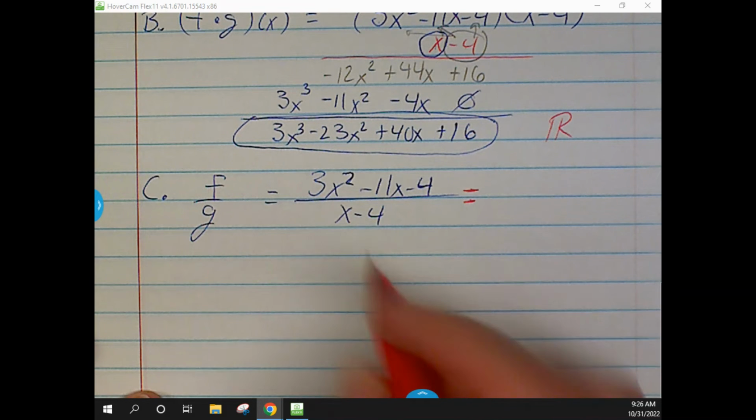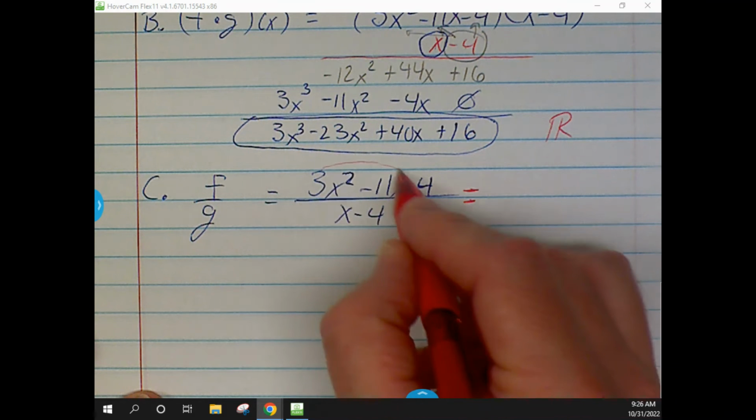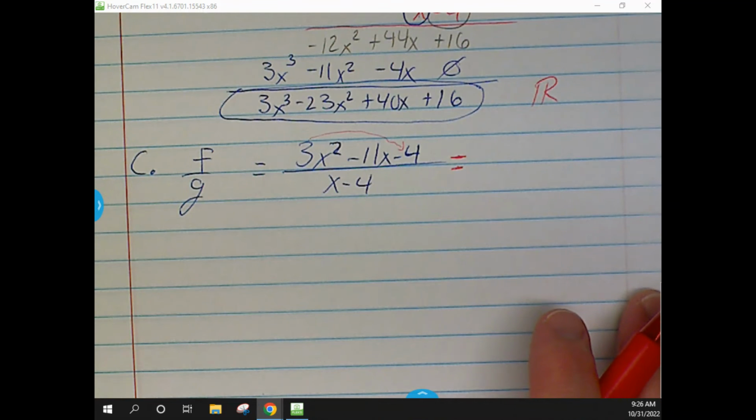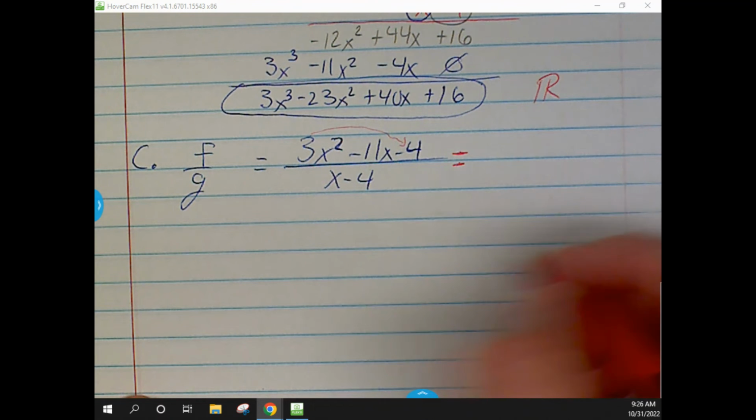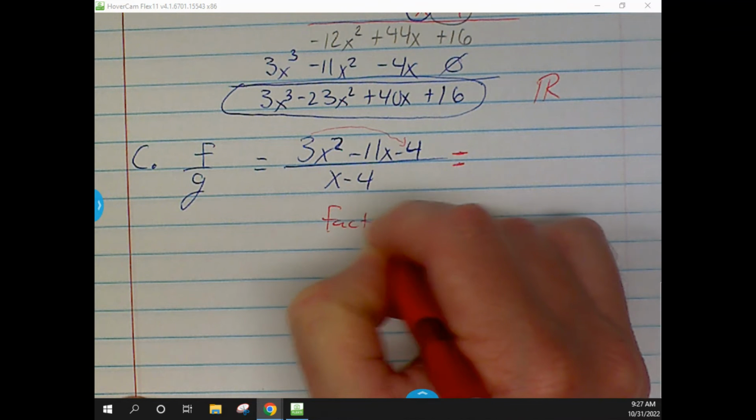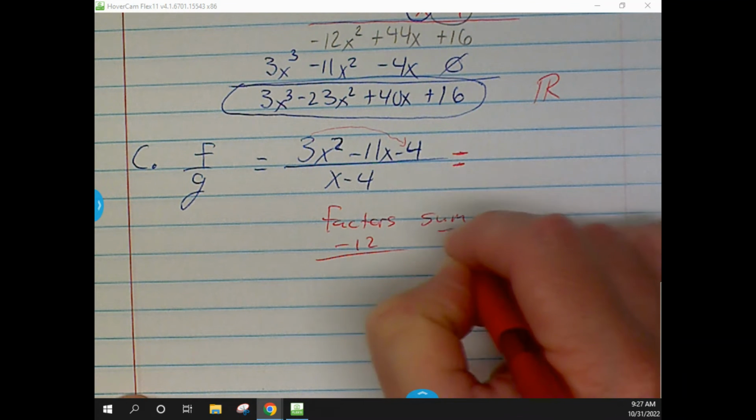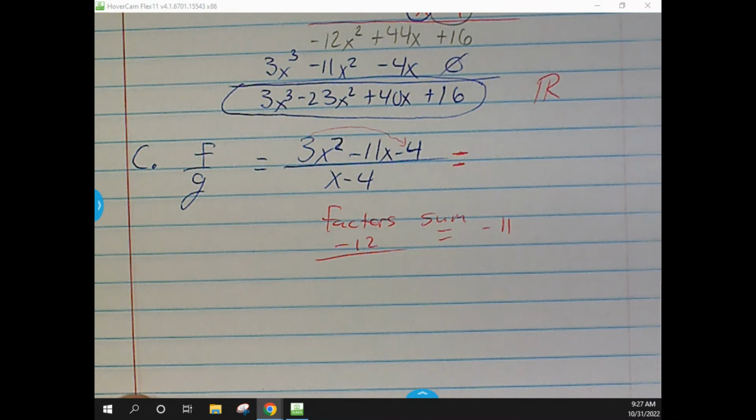First term is 3, right? So we're going to have to do the AC method. So you're going to have to do 3 times -4. Oh, yeah, good review here. 3 times -4, so it's the factors of -12, where the sum is going to equal -11.